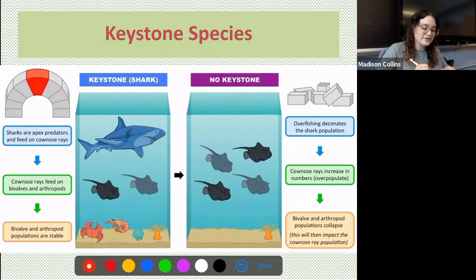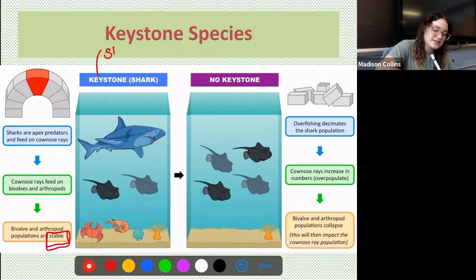So in this example on the left, we see that sharks are apex predators and feed on the cow-nose rays that we see right here. And then cow-nose rays are going to feed on the bivalves and arthropods we see down here. And so because each of these organisms keep the other populations in check, this means that the bivalve and arthropod populations are stable. So again, this keystone species keeps the ecosystem stable.